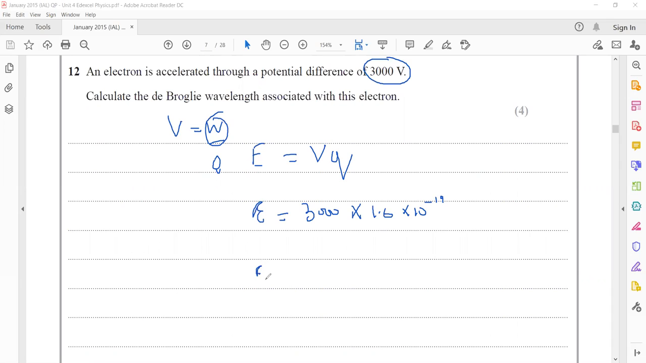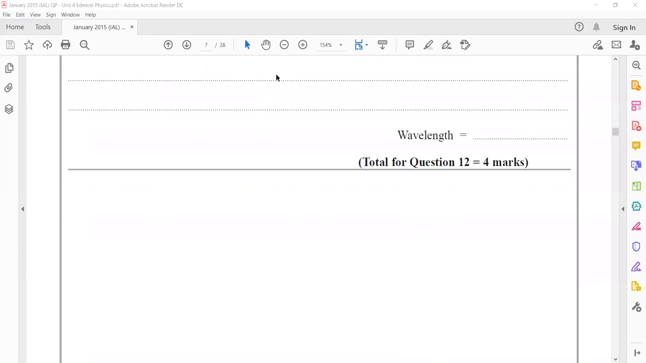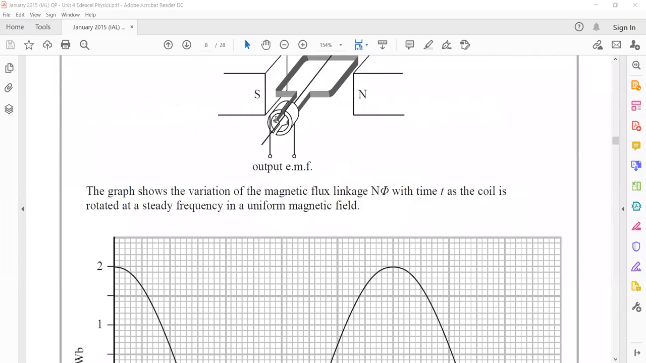After getting this energy, we have the formula E equals hc over lambda. So we have the energy we worked out, we have the Planck constant, we know the speed of light, so we can find the wavelength associated with this electron, which is accelerated by a 3000 volt supply.